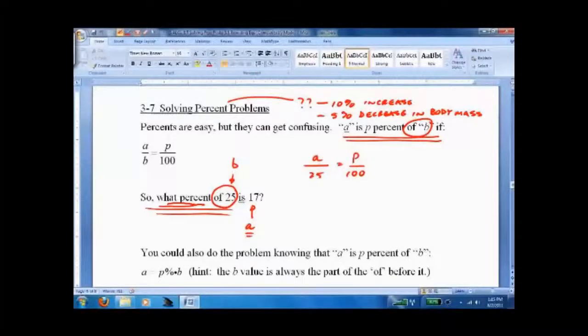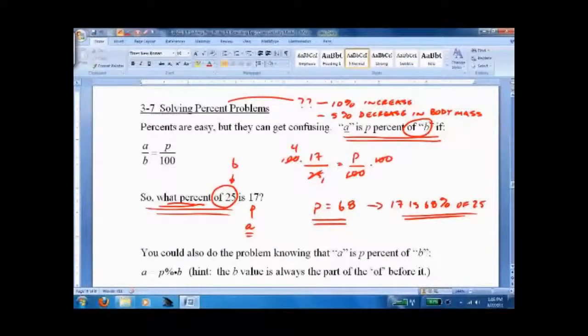Now we could cross multiply. Excuse me, forgot to write in what the actual A was, but we can just solve it. Make our lives a little bit easier. 1, 4, that gets me P equals 68. So 68, my bad, 17 is 68% of 25.